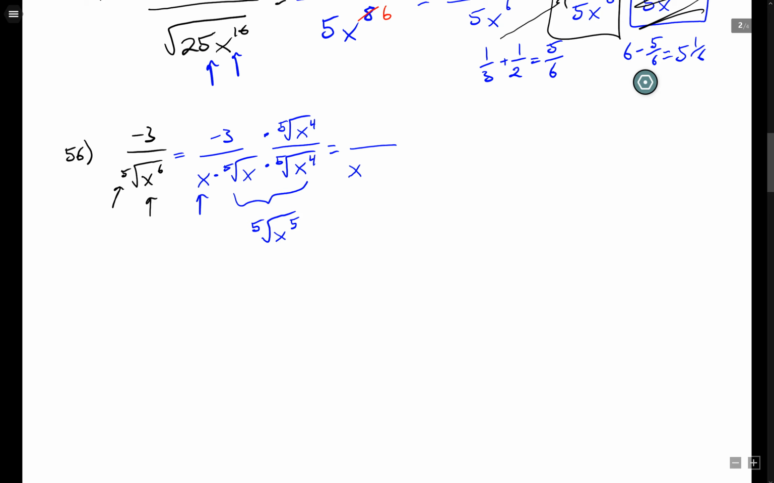So I have this x, and I have this x. So in other words, I now have x squared on the bottom. On the top, there's no simplification I can do, just -3 times the 5th root of x to the 4th. It looks ugly, but that happens to be the correct answer.